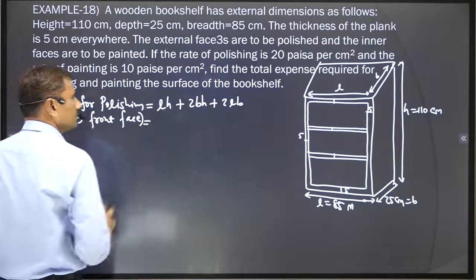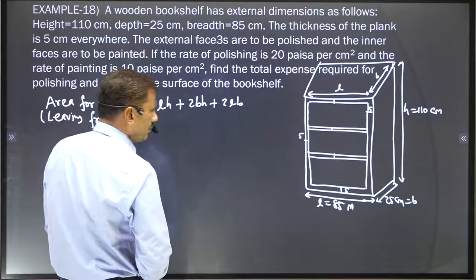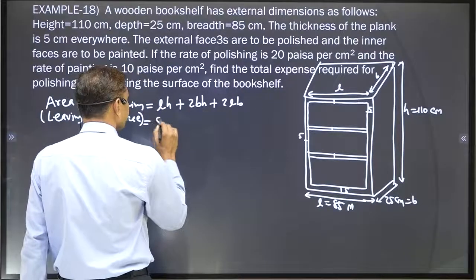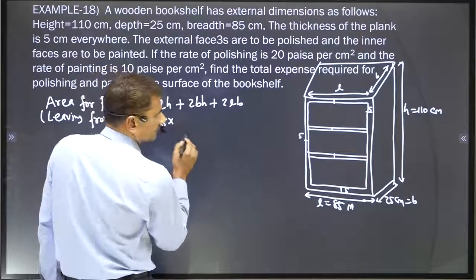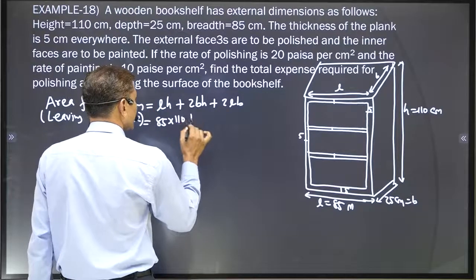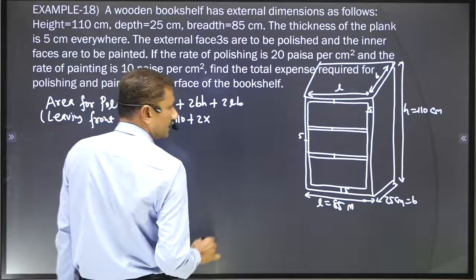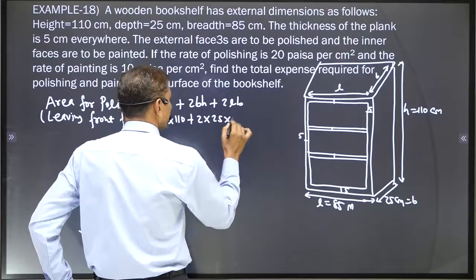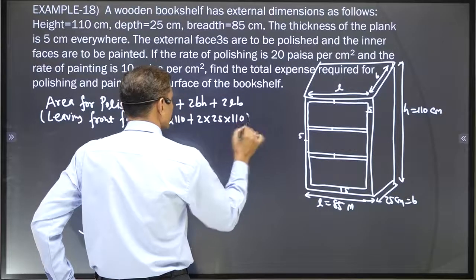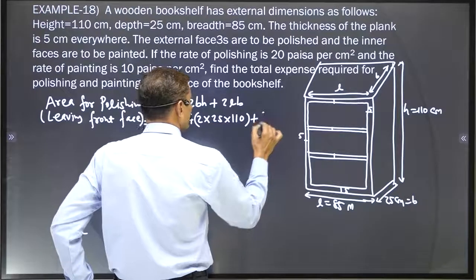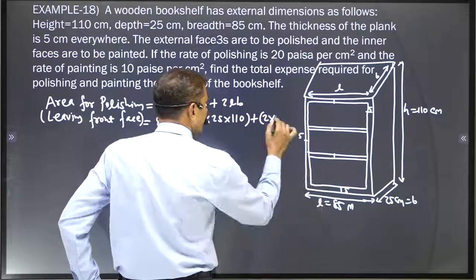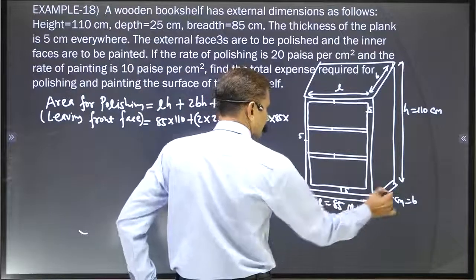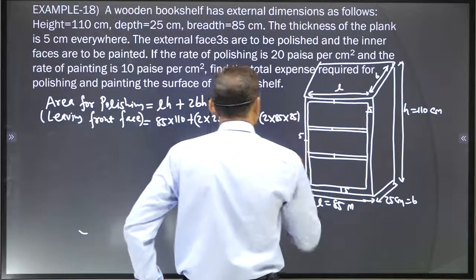Now nothing to do, just place all values. So L 85 is 110 plus 2 times B into H. So 25 into 110. Same way, 2 into length 85 into B. So B is 25. Okay.